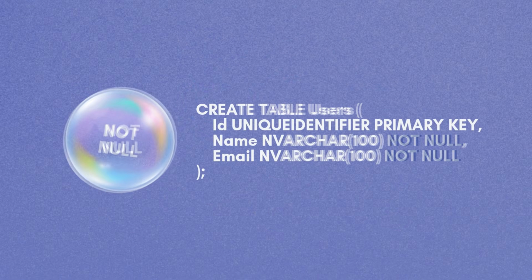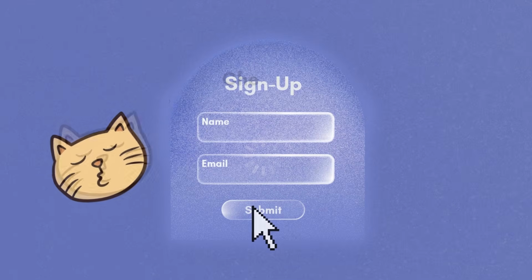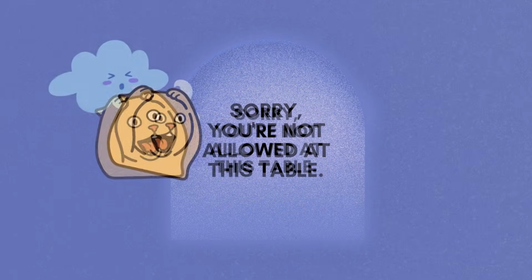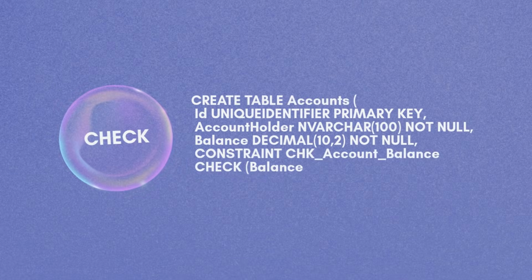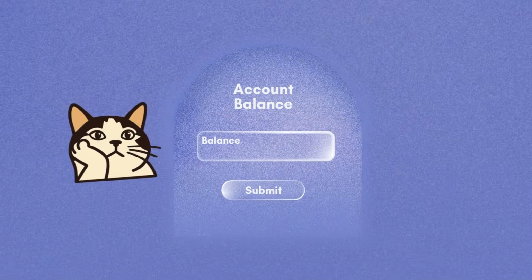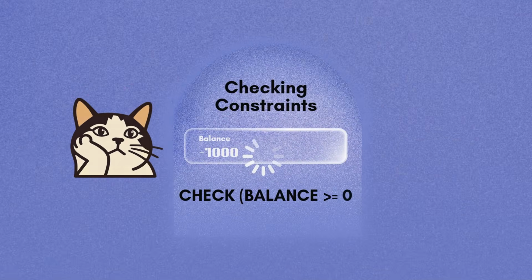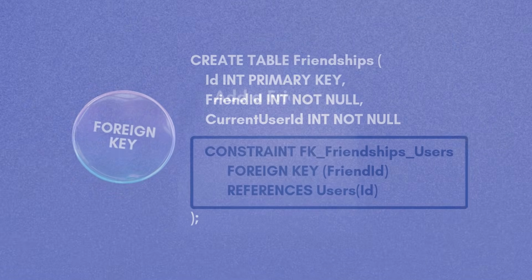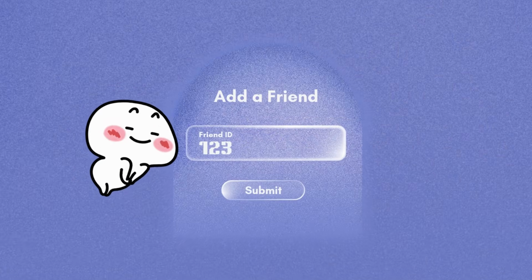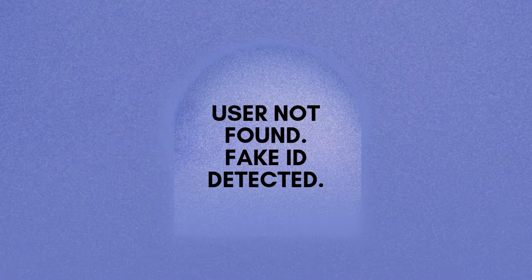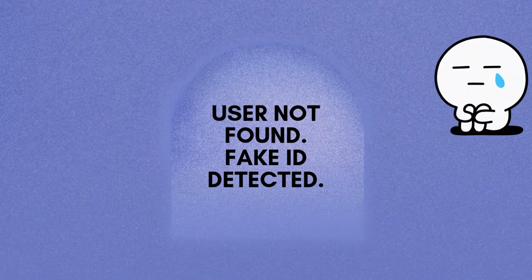For example, if a column is marked as not null, the database will reject any transaction that tries to store a null value. Or if we define a rule that an account balance cannot be negative, any transaction that violates that rule will be rejected. The same applies to foreign keys. If friendships.friendid equals 123, but user123 does not exist, the database can reject it.